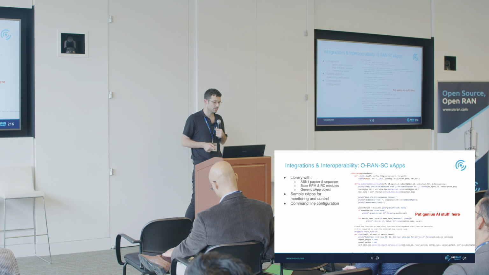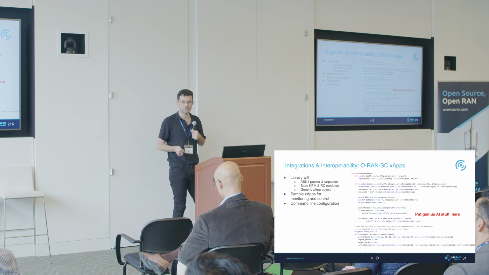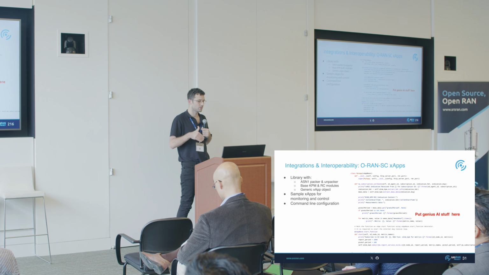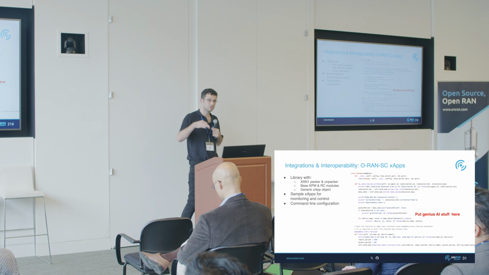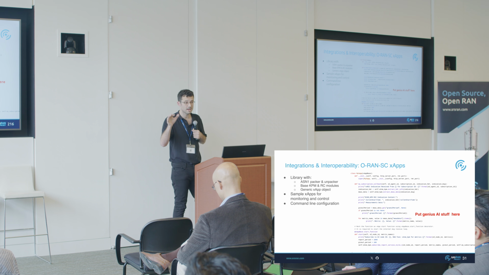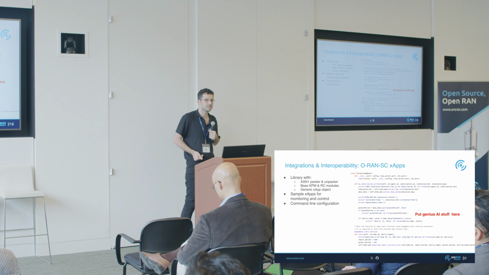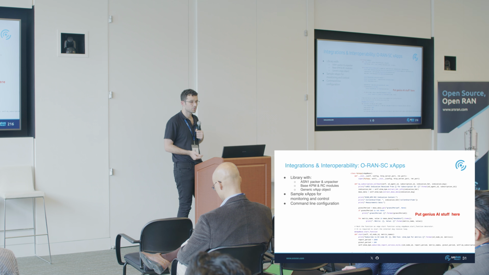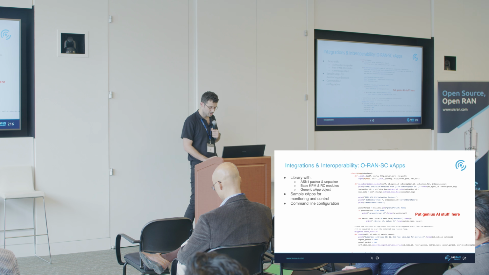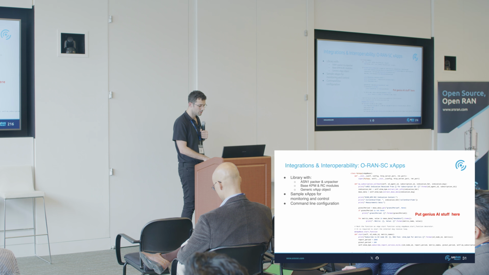And then we've also given a couple of sample xApps to do monitoring and one to do control. So in the monitoring one, you just need to pass a string of the name of the metric you're interested in, and if it's one of the ones that our RAN supports, it'll pull the metric right out and it should work just out of the box. So all you need to do is put your AI genius stuff in the middle of this Python and you're away to go.